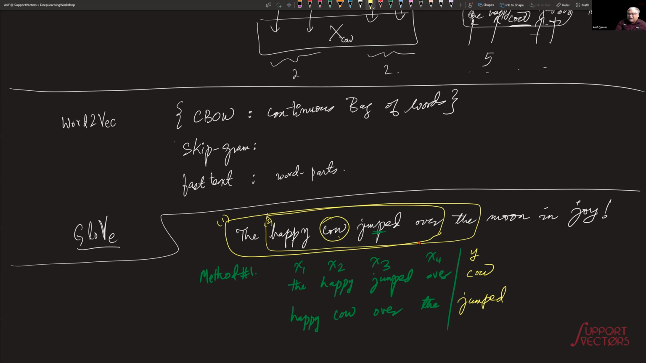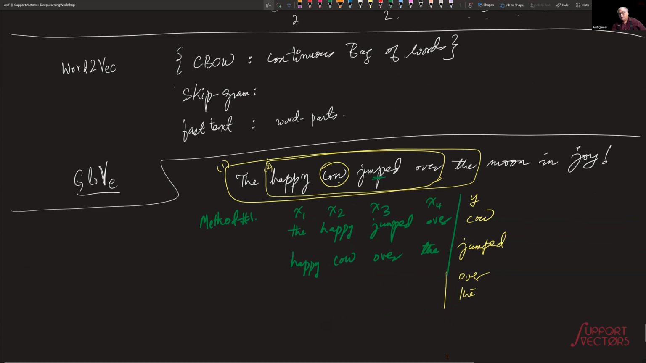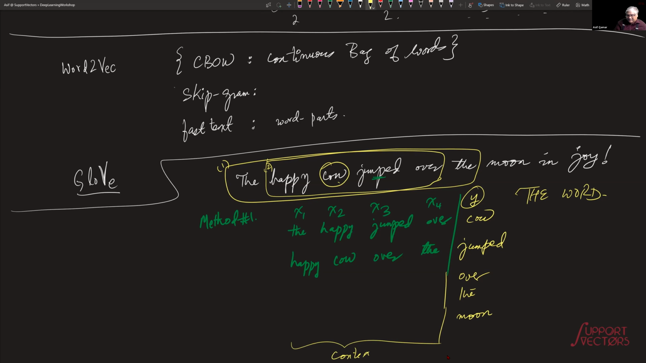Are we together, guys? Cow jumped, right? So, and you can keep sliding the window. One easy way to do that is from the third word, keep computing forward: jumped over the moon. And the word is, you think of this word, the word that you're studying, and this you call the context. In some sense, it is the context. It is the company that the word is keeping. Are we together?